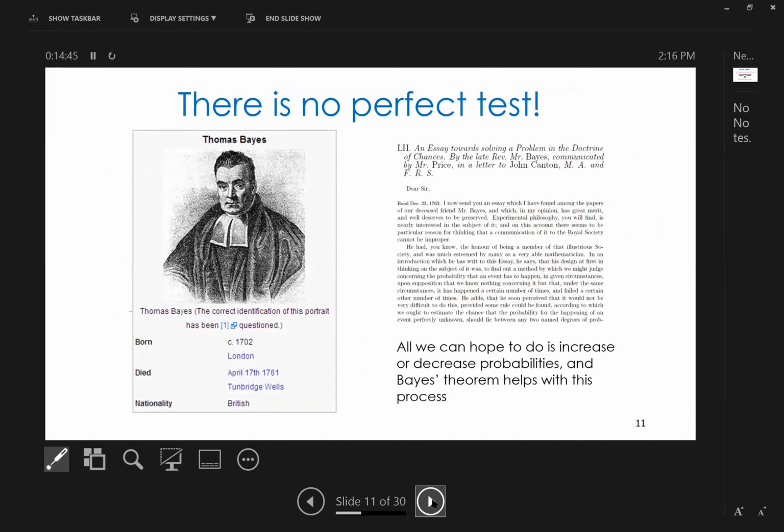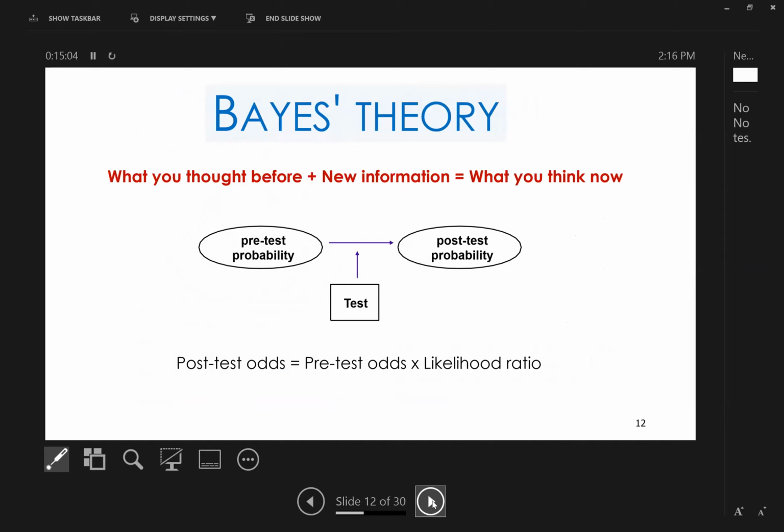There is something called Bayesian theory, Bayes theorem, as it's called, named after a British reverend called Thomas Bayes, and he wrote this famous essay on chances, right? He's a probability expert. So when you say Bayesian, that means you are now in a realm of probability. So what is Bayes theorem in simple English? What we thought before we did the test plus new information obtained from the test is equal to what we think now, right? The game of chances works like this.